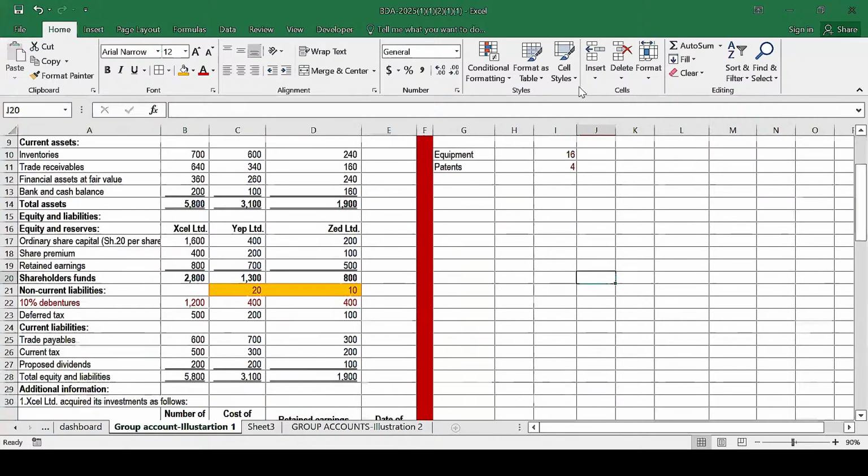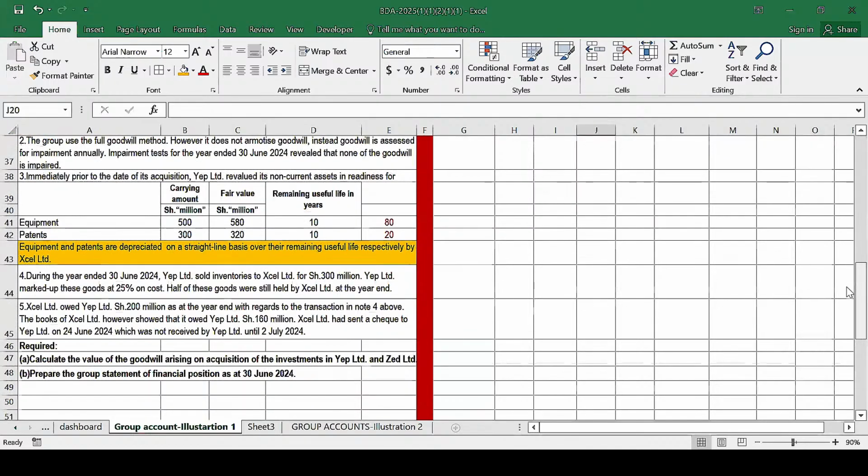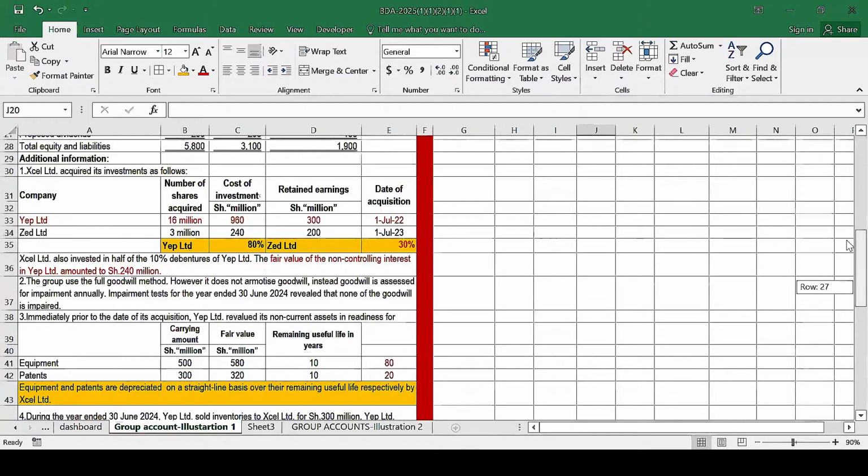Aziz, I will give you a break once we are done with the workings, and then we come back and prepare the financial statements. I don't know whether it will take us a lot of time to finish the workings, and then I give you a break. We come back and finish. I don't think it will take us a lot of time. Let's just finish the workings, and then I give you a break. We come back.